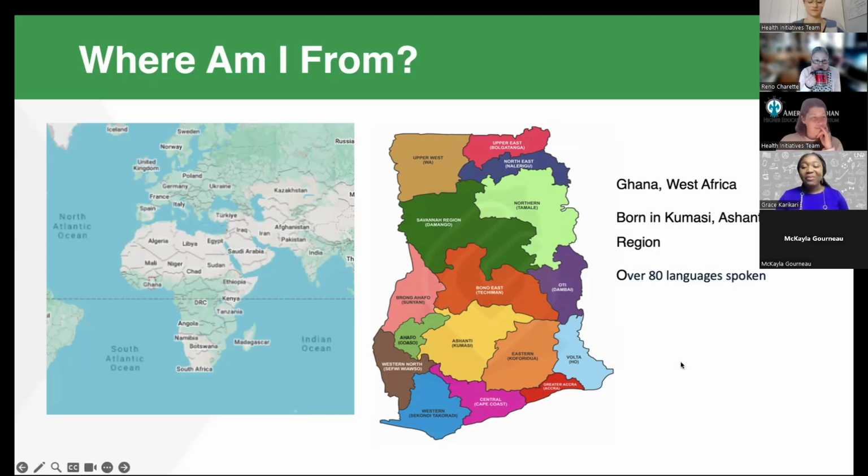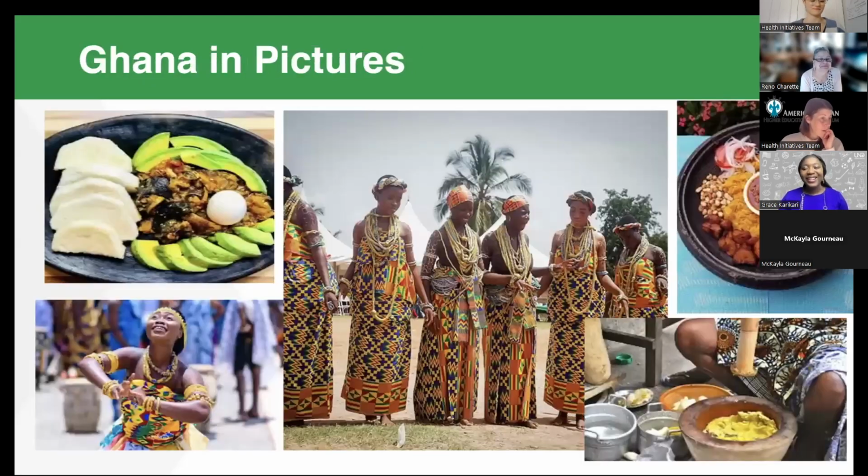In Ghana, we have multiple languages. I asked Mr. Google, how many languages are in Ghana? And he said over 80. So I believe Google. I thought I'd also share some pictures to just excite you. This is not why I'm here, but if you want to learn more about Ghana, Mr. Google is your best friend now. We have a lot of culture, a lot of food, a lot of entertainment in that little country out there.